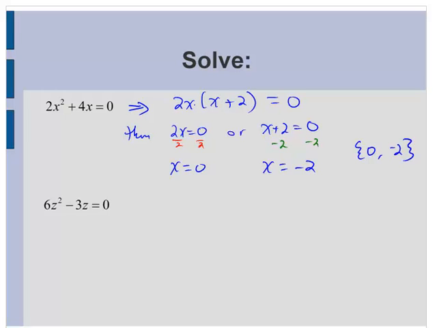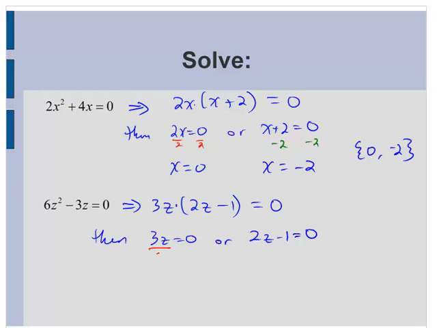All right, why don't you try the next one on your own? Solve the equation 6z squared minus 3z equals 0. Well, again, let's see, the common factor is 3z, so I would write this as 3z times (2z minus 1) equals 0. I have a product of numbers equal to 0, so 3z is 0, or 2z minus 1 is 0.